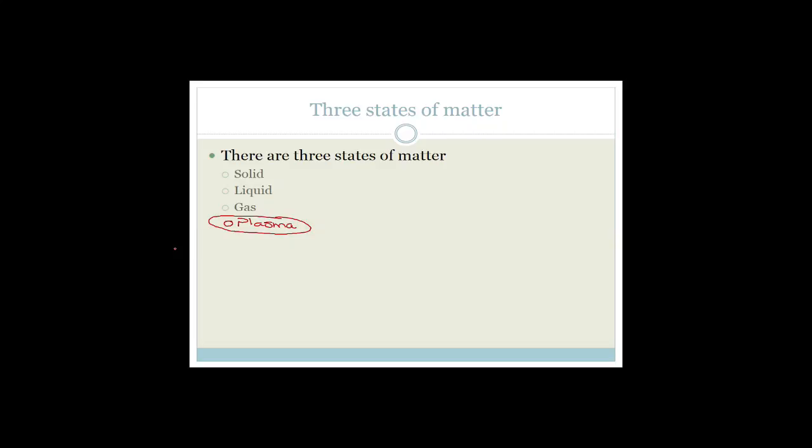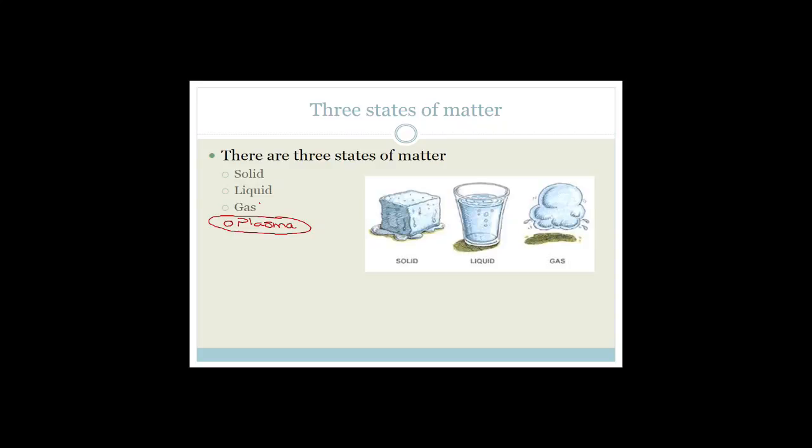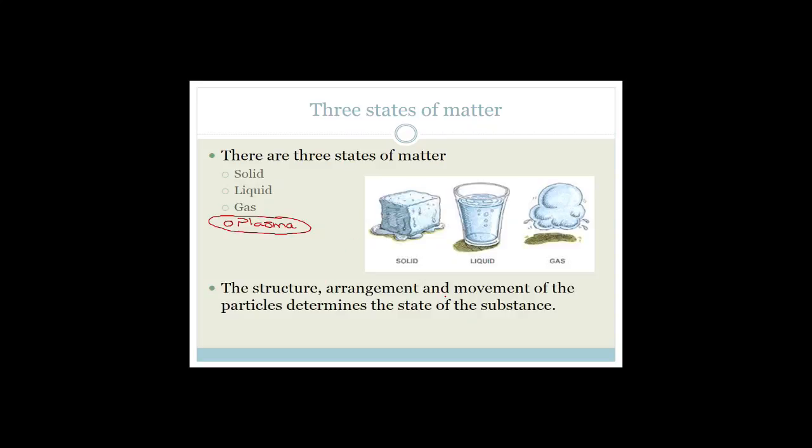We talk about the three definite states of matter, which are solid, liquid, and gas. So the pretty picture here, obviously, is the solid ice, the liquid is water, and the gas would be a cloud. The clouds that we see in the sky are actually condensed water and water vapor. The structure, arrangement, and movement of the particles determines the state of the substance.